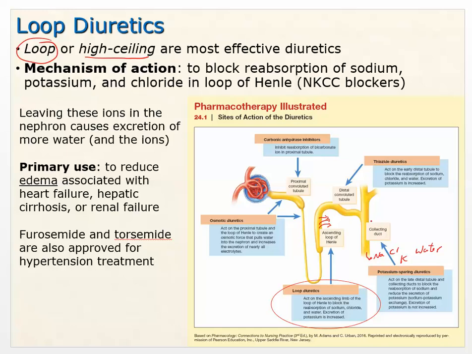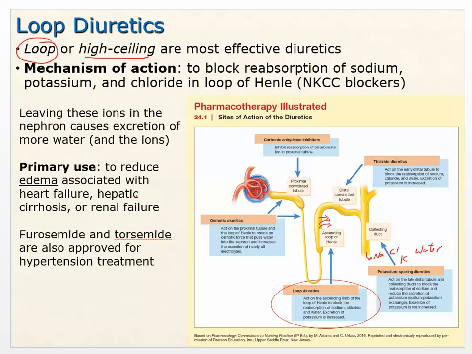Now, you can probably figure out that if we're excreting our potassium, there's a good chance that we're going to have hypokalemia, or a low potassium. And that does happen in some cases, so that's something you have to monitor. So leaving these ions in the nephron causes excretion of more water and the ions, of course. Primary use to reduce edema. Okay, so pay attention to this. Primary use to reduce edema associated with heart failure, hepatic cirrhosis, or renal failure.